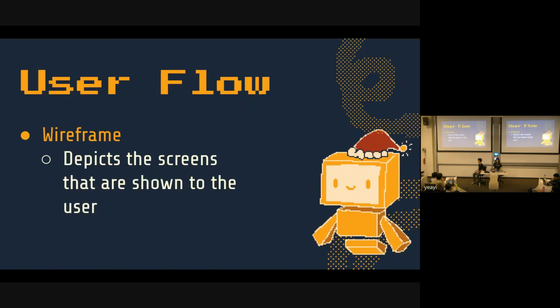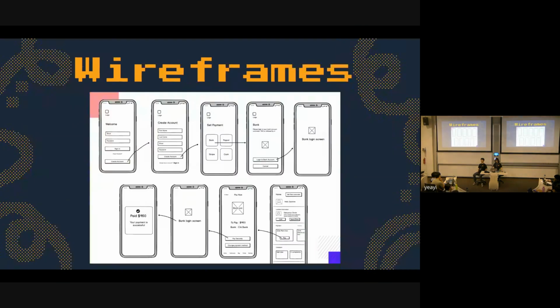Another way you can format your user flow is through the use of wireframes. Wireframes essentially are a flowchart but more fleshed out. And it looks something like this. You can notice how the arrows here will direct you to different screens. And you also have to plan out what your design is, etc., etc.